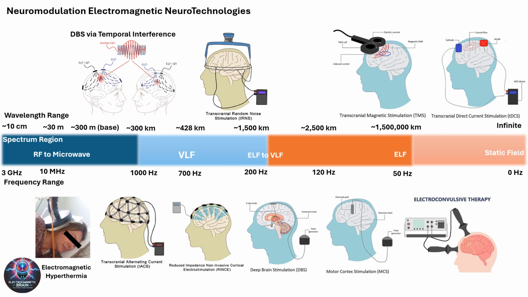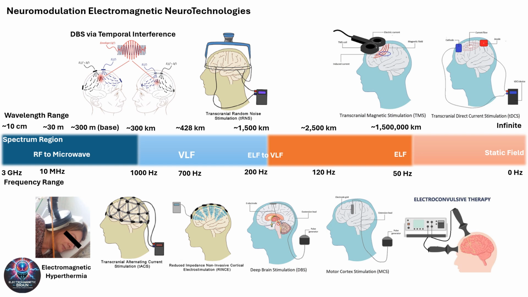This slide introduces the electromagnetic spectrum, which showcases the range of frequencies used in neuromodulation therapies. Electromagnetic fields can vary greatly in frequency, from very low frequencies to the high frequencies associated with microwaves. We begin with the static field, a type of electromagnetic field that extends up to an extraordinary wavelength of 1.5 million kilometers. This field, although not commonly used for therapeutic applications, represents the lower end of the electromagnetic spectrum.